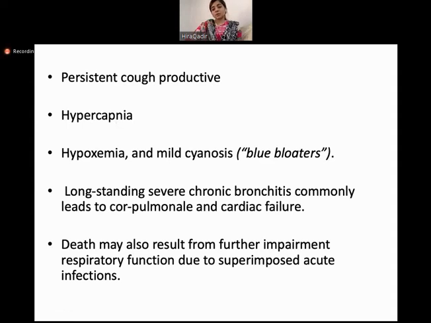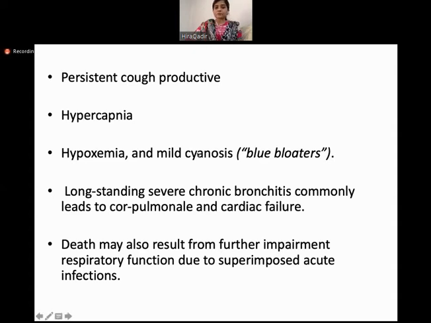So if you do the ABGs of a COPD patient, the arterial blood gases, there is hypoxemia, meaning decreased oxygen. There is respiratory acidosis. What is respiratory acidosis? When the carbon dioxide is increased. Why is carbon dioxide increased? Because there is retention of carbon dioxide in the lung. The patient cannot breathe out properly. So there are high CO2 levels in COPD patients. There is hypoxemia, decreased oxygen. Sometimes there is cyanosis, which is why they are called blue bloaters in chronic bronchitis.